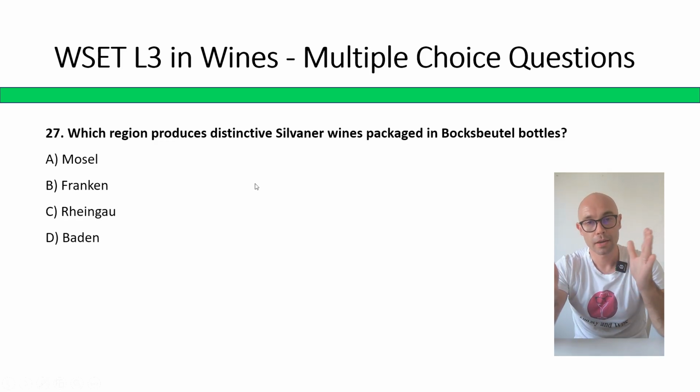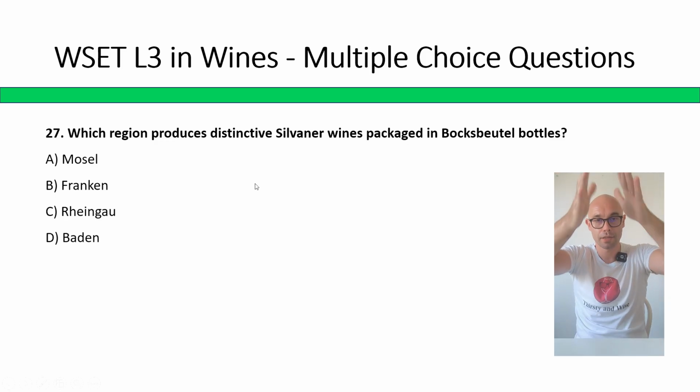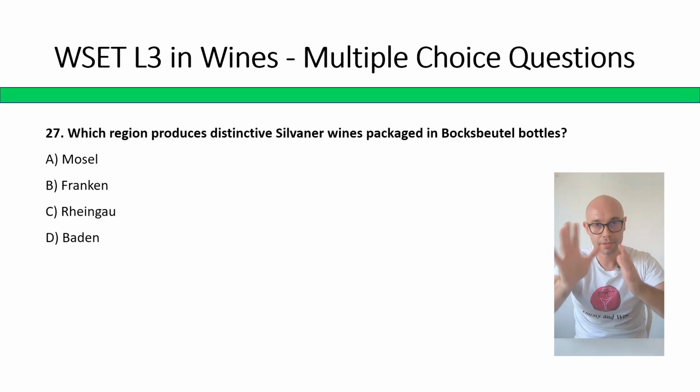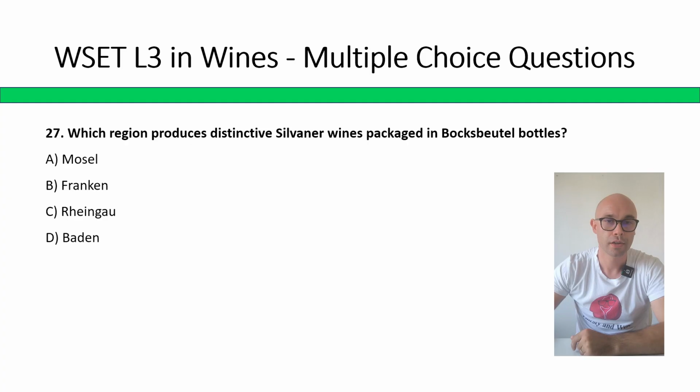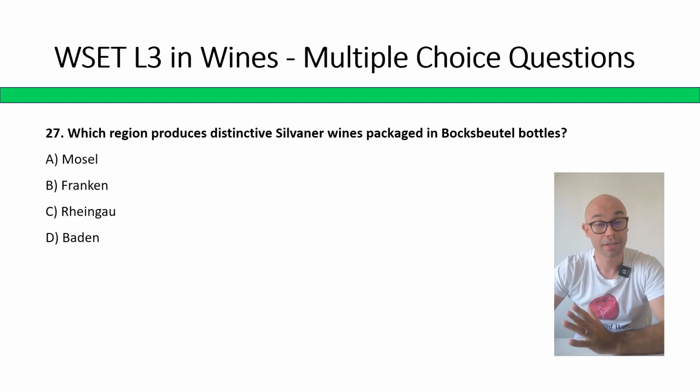If you never saw a Bocksbeutel, it's a flat, kind of oval shape bottle. It's very specific to Franken.